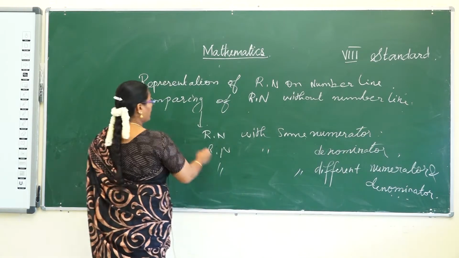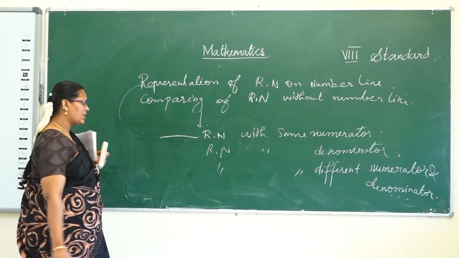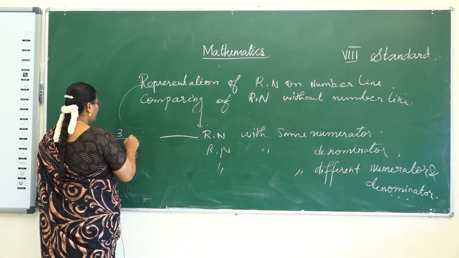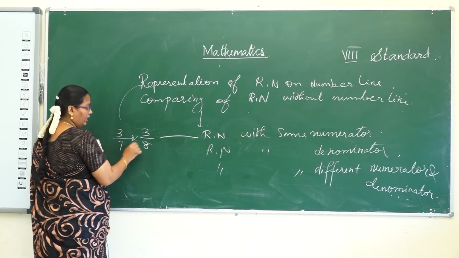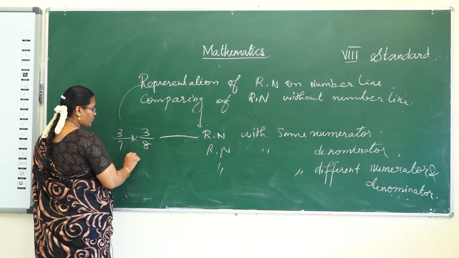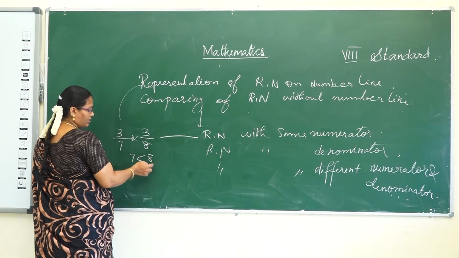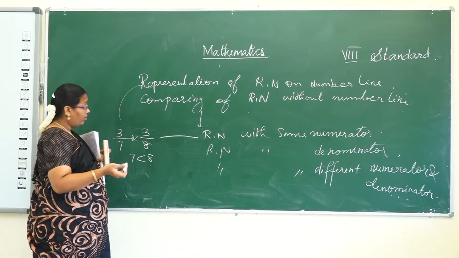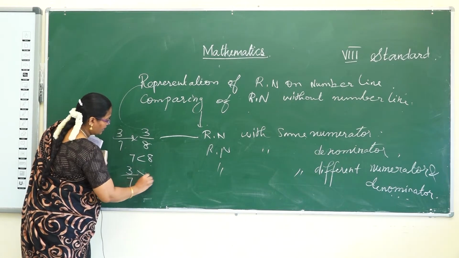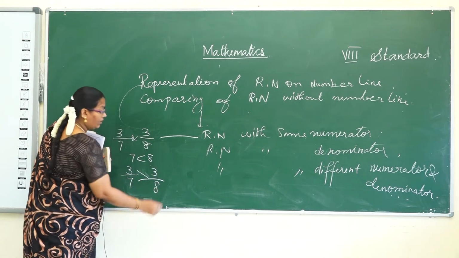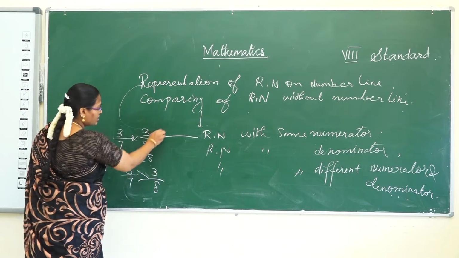See the first one, rational number with the same numerator. Same numerator means, for example, 3 by 7 and 3 by 8 are given. So compare the denominator values. Which one is the greatest value? 8 is the greatest value. So which rational number is greatest? 3 by 7 is greater than 3 by 8. This is the first type.